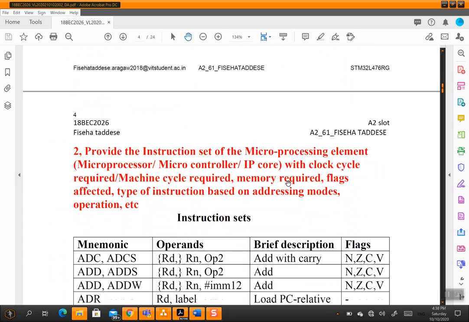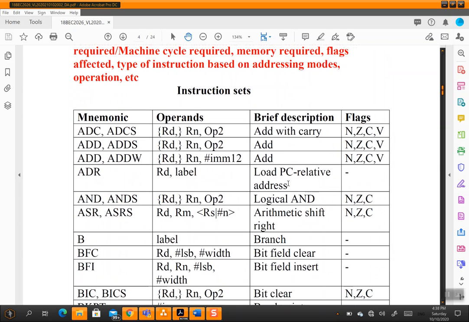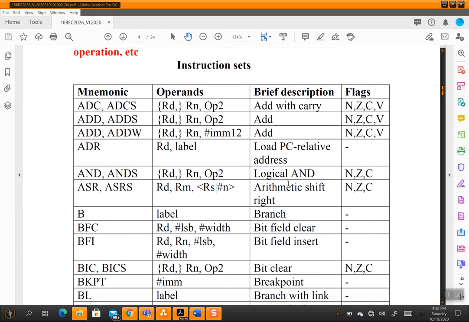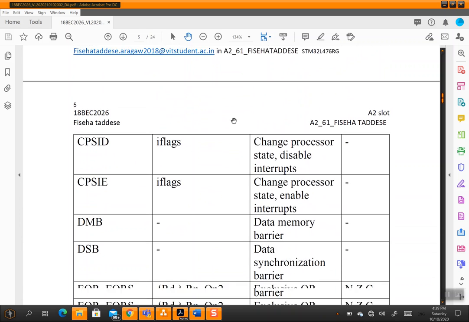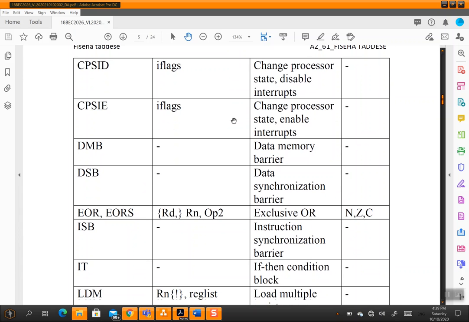Second question: provide the instruction set of the microprocessing elements. What are the instruction sets contained in the selected microcontroller? Actually there are more than 64 instructions here. As you can see, there is ADC or ADCS, which is used to perform addition with carry, and it also has flags. I'm going to explain the flags later. There are various kinds of instructions contained in the selected microcontroller.